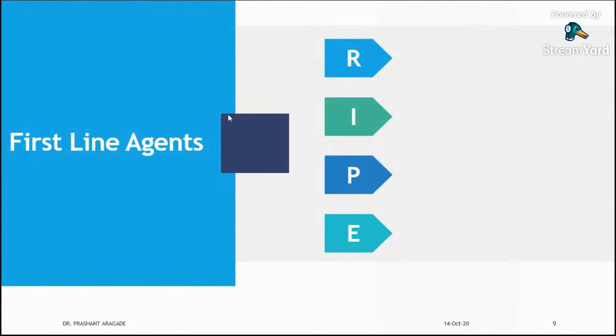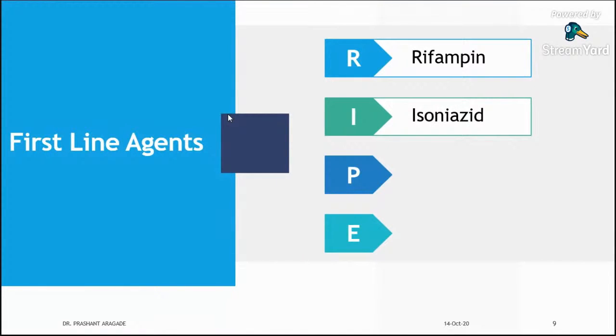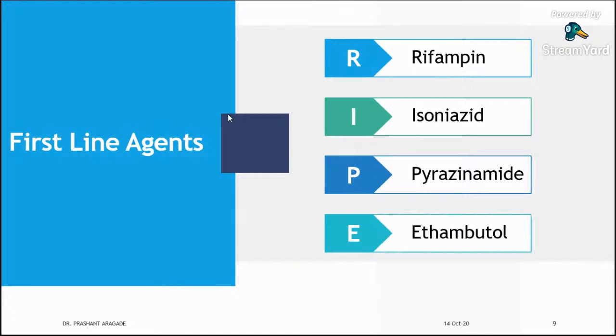If you want to remember the names of the drugs in first line agents, I am giving one short form, that is RIPE. R stands for rifampin, I stands for isoniazide, P stands for pyrazinamide, and E stands for ethambutol. So these 4 drugs are mainly useful as first line agents. No doubt streptomycin is also used, but these 4 are majorly used. So RIPE is the short form to remember the first line agents.